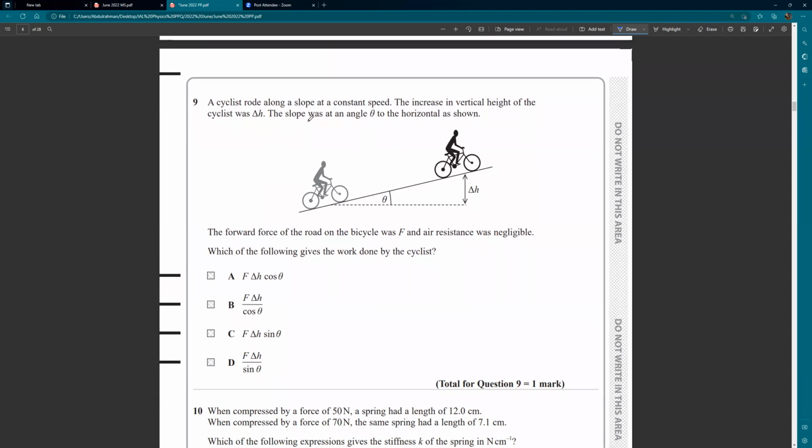Okay, a cyclist rode along the slope at a constant speed. The increase in vertical height of the cyclist was delta H. The slope was at angle theta to the horizontal axis. Already they've given me a side and an angle, so I know I might have to use some vector resolving, some trigonometry. We'll see. The forward force of the road on the bicycle was F, so there was an F going along the slope. And air resistance was negligible, so this F is your resultant force. Which of the following gives the work done by the cyclist?